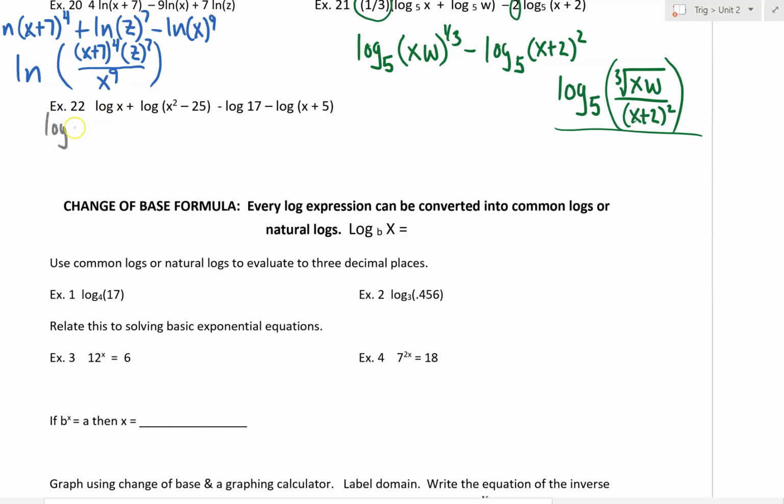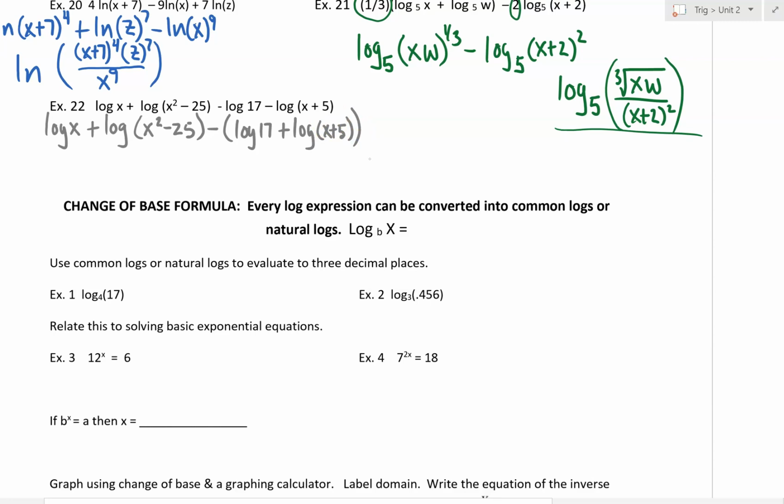Log of, I'm going to rewrite the whole thing here just so we see it. Log of x plus the log of x squared minus 25 minus, I'm factoring out the negative, log 17 plus log of x plus 5.